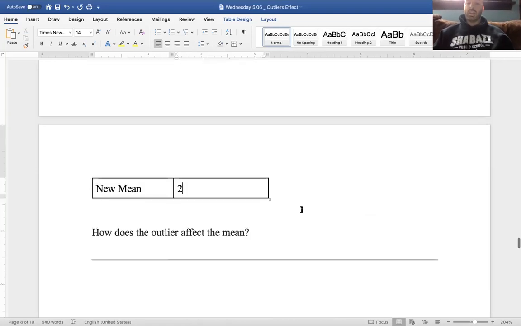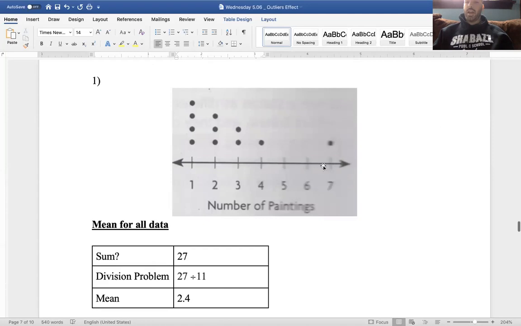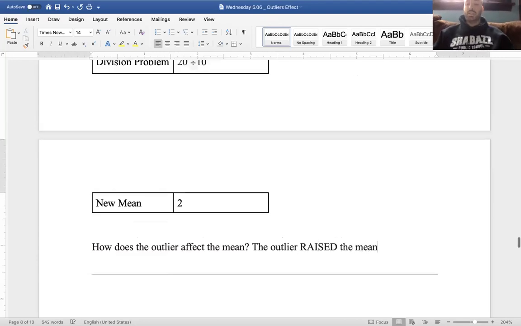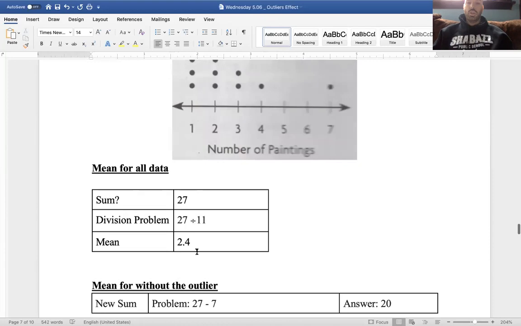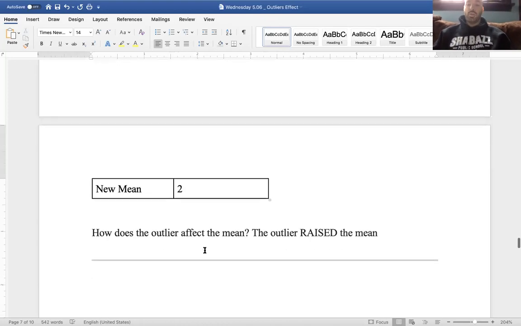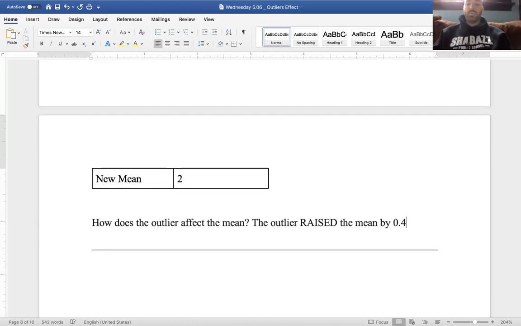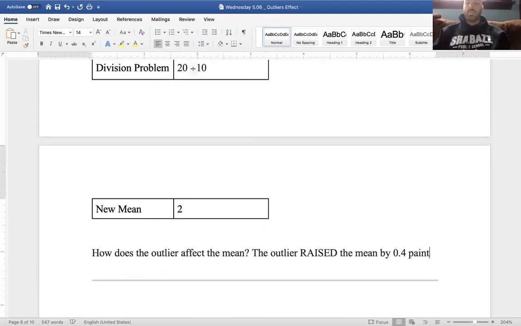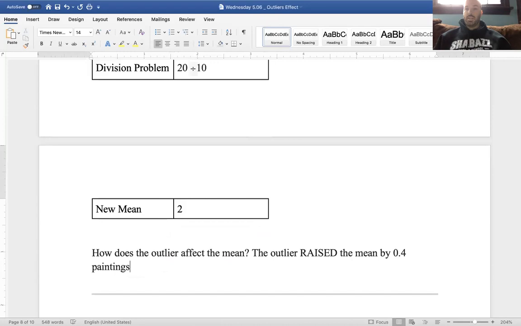How did the outlier affect the mean? The outlier was way bigger. So the outlier, if it's bigger, it raised the mean. And let's see what it raised it. It's 2 compared to 2.4. So it raised the mean by 0.4. What are we talking about here? We're talking about paintings, 0.4 paintings. Remember, the last step is always to describe how that outlier is doing it.